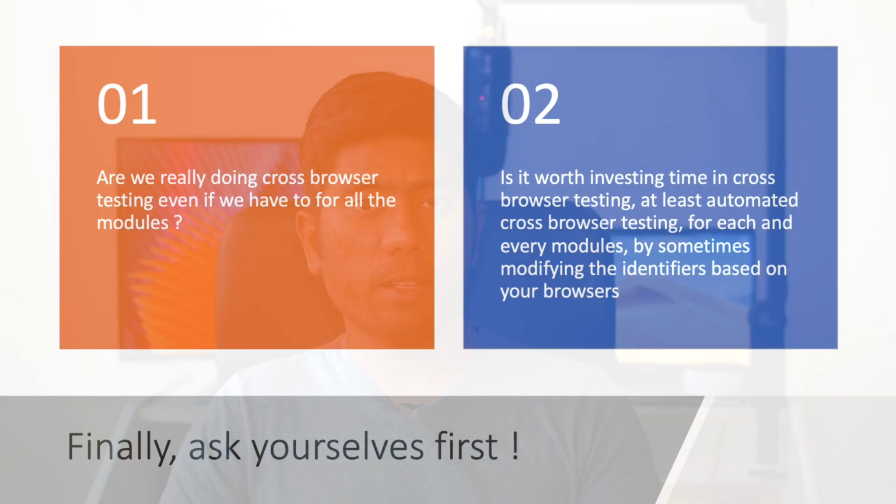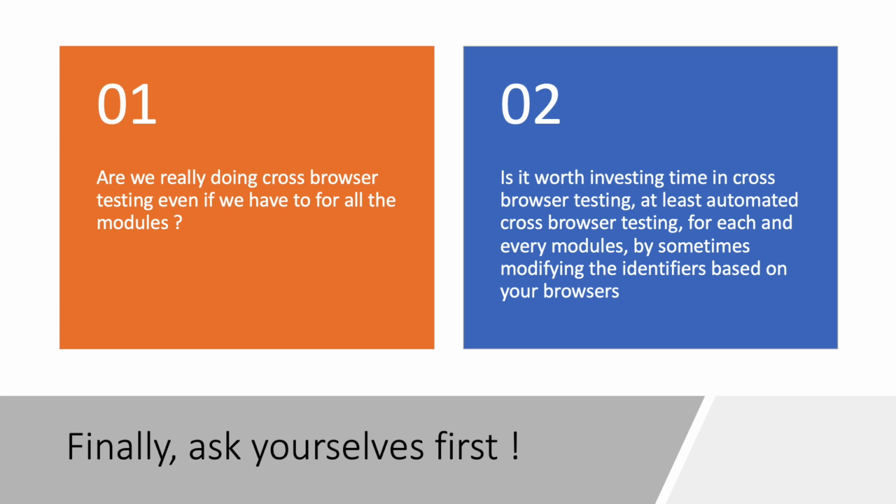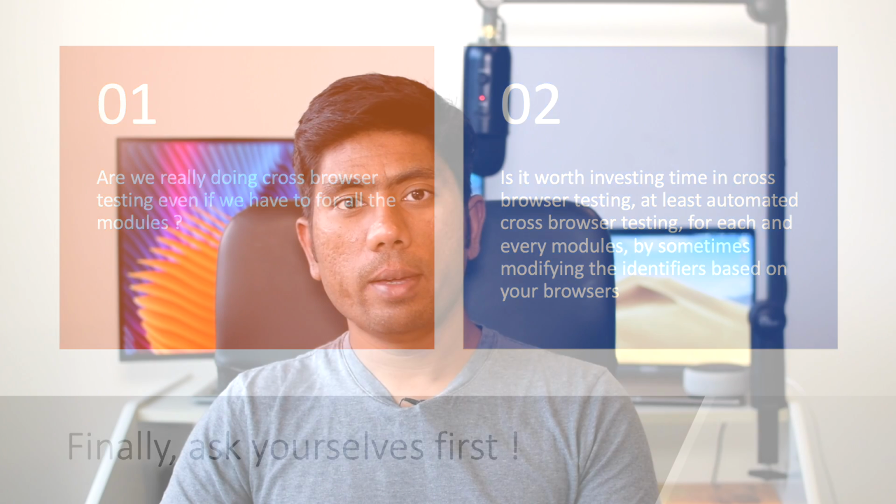And finally, ask yourself, are we really doing cross-browser testing even if we have it for all the modules? Is it worth investing time in cross-browser testing, at least automated cross-browser testing for each and every module, by sometimes modifying the identifier based on your browsers? You can see that most of the time while we start planning the automation testing, we always think of doing cross-browser testing, but at the end of the day, we most probably won't do it at all. We just have the components like Chrome, IE, Firefox, and all those browser components within our code.